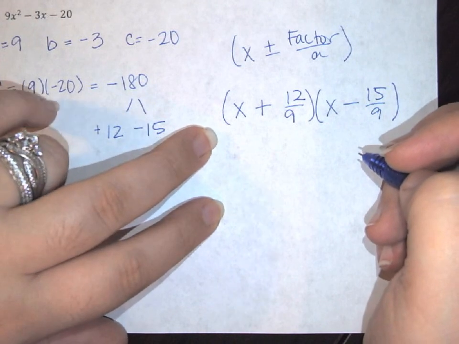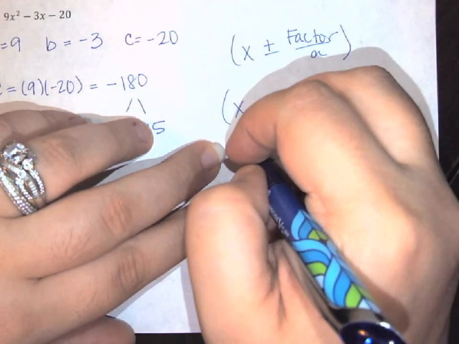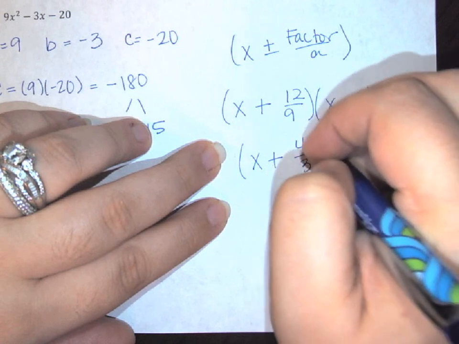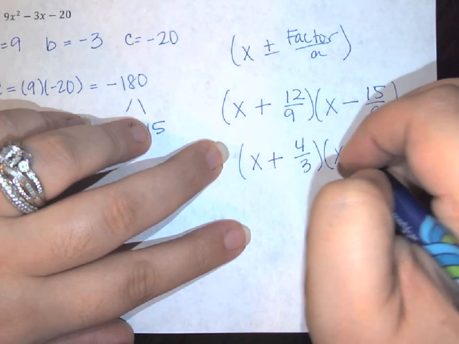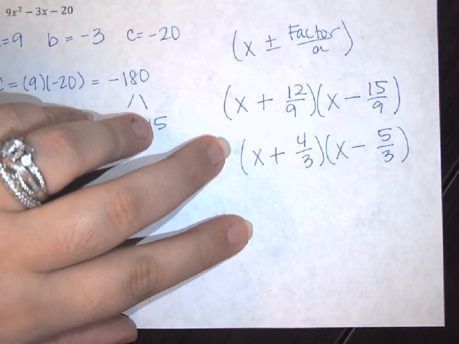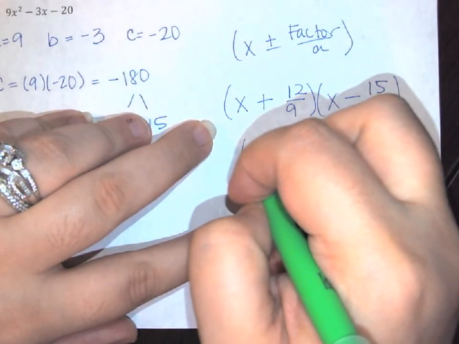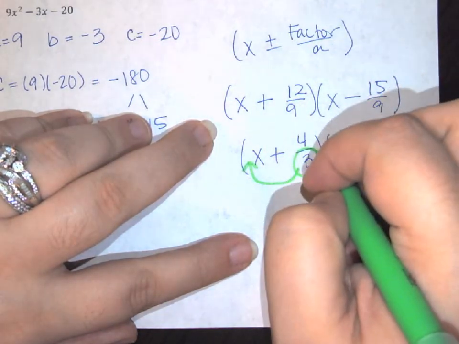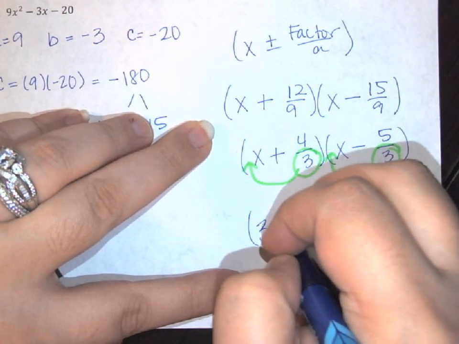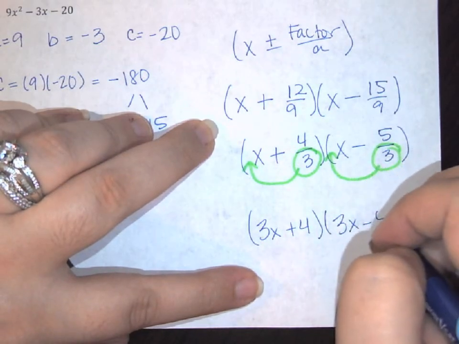I have to reduce my fractions. So here 12 over 9, I can divide them both by 3. So this becomes x plus 4 over 3 and x minus 5 over 3. Again, I need to bottoms up. So the denominator here is going to bottoms up or take its shot up to the top. And so here we become 3x plus 4 times a 3x minus 5.